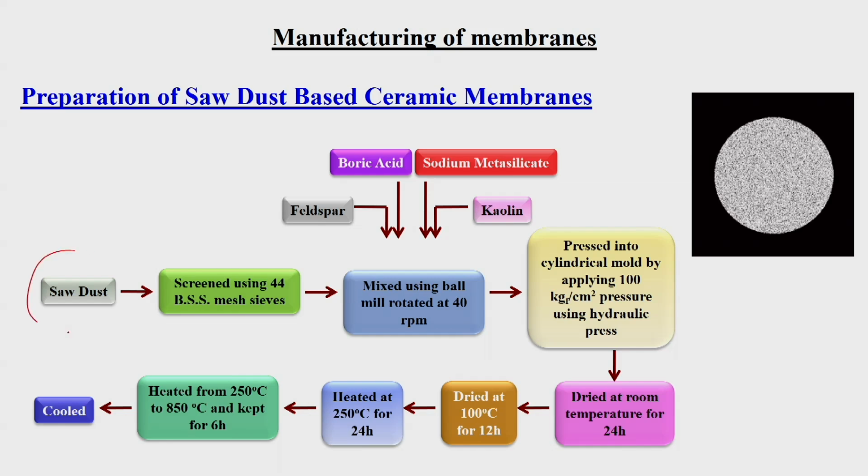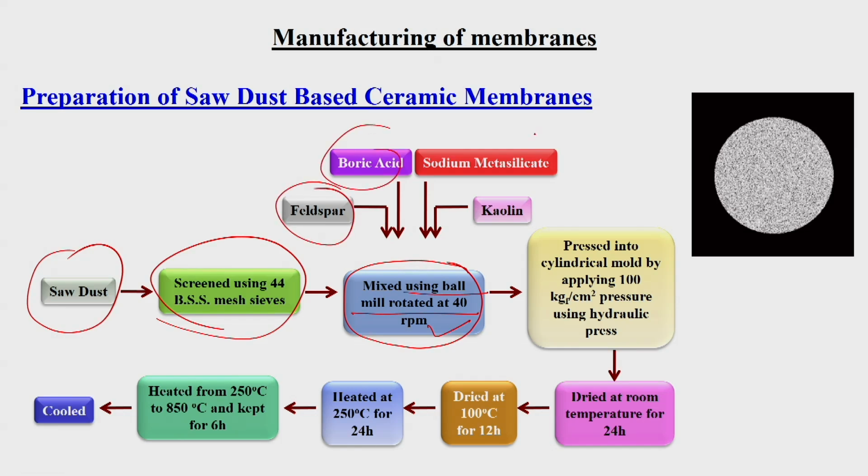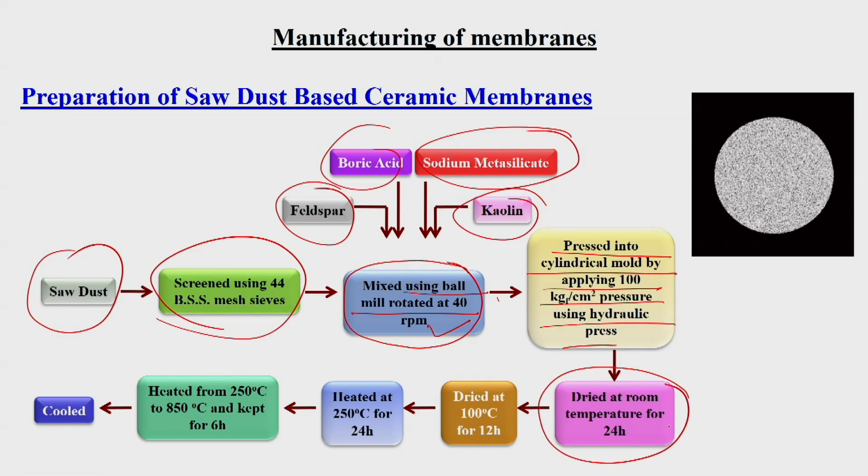The sawdust is taken, then it is screened through 44 BSS mesh sieves, and then it is mixed using a ball mill rotated at 40 RPM. The sawdust is mixed with feldspar, boric acid, sodium metasilicate, kaolin. Then the mixture is pressed into a cylindrical mold by applying 100 kg force per centimeter square pressure using a hydraulic press, and then it is dried at room temperature for 24 hours.